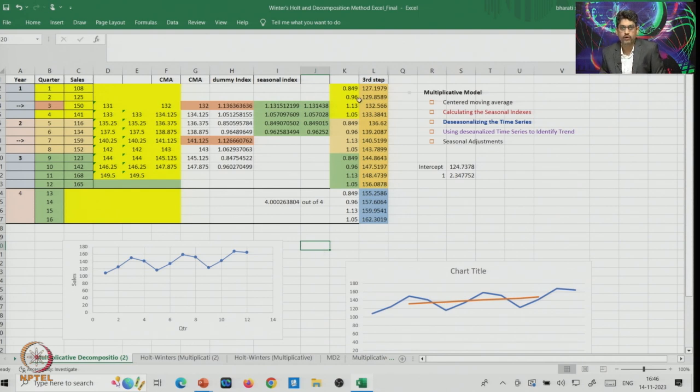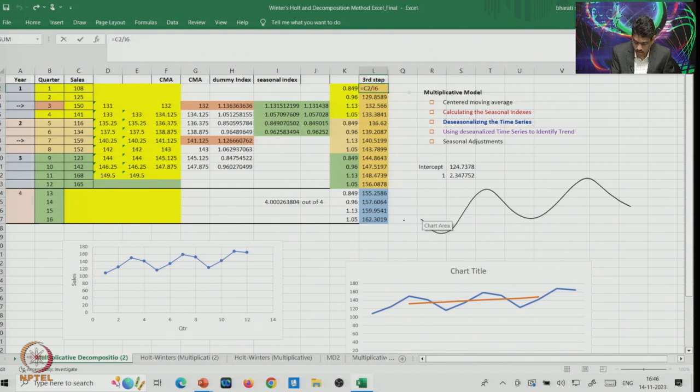Now what will we do? We'll get the deseasonalized data. We have to deseasonalize the data by dividing the actual data by the index. Let us understand. You divide the actual sales data, column C, by the index. How can you do it? You take the actual data by the index and you will get the deseasonalized data. Remember, in the PPT I have also explained, you have data like this. Now you have to get this deseasonalized data, so what you have to do is divide the actual data by the index.